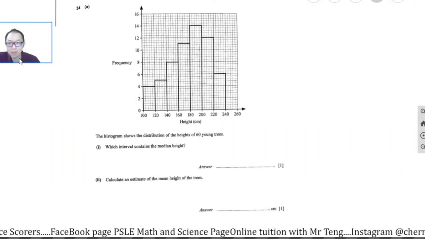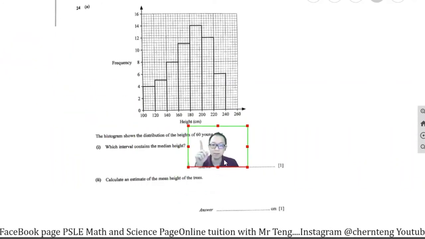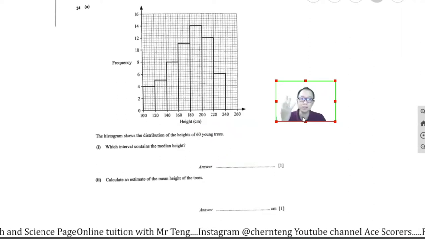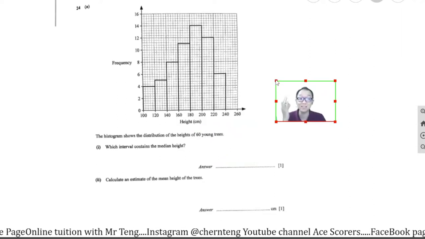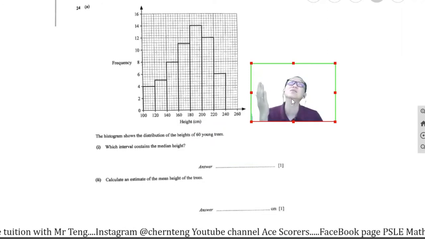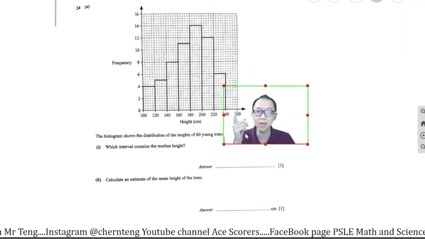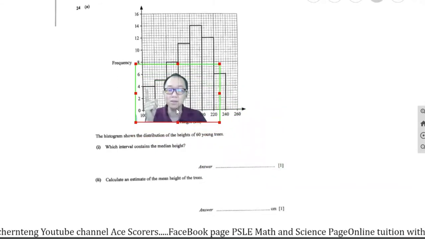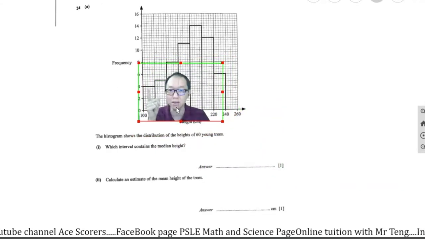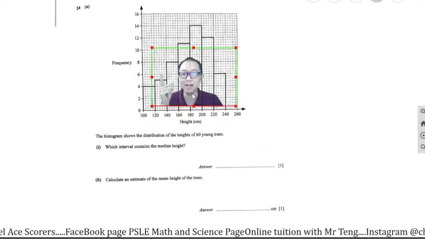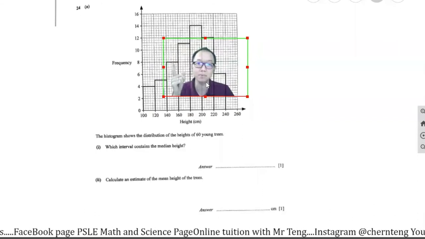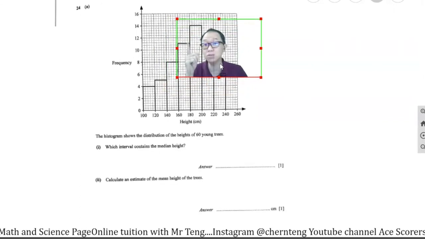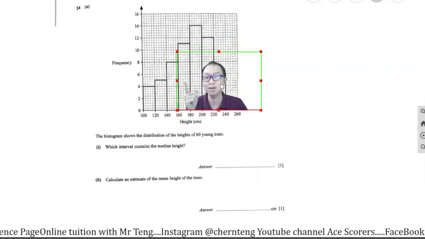So let me explain how it works, okay? You see, there are 60 young trees, right? 60. What's half of 60? It's 30. The median, we should find the 30th or, strictly speaking, between the 30th and 31st. So where is the 30th tree? Because you got a total of 60, you got to add here. This is 4, this is 5. So 4 plus 5, 9. Then 9 plus 8, 17. 17 plus 11, 28. So the 28th tree is here, which is between 160 and 180.